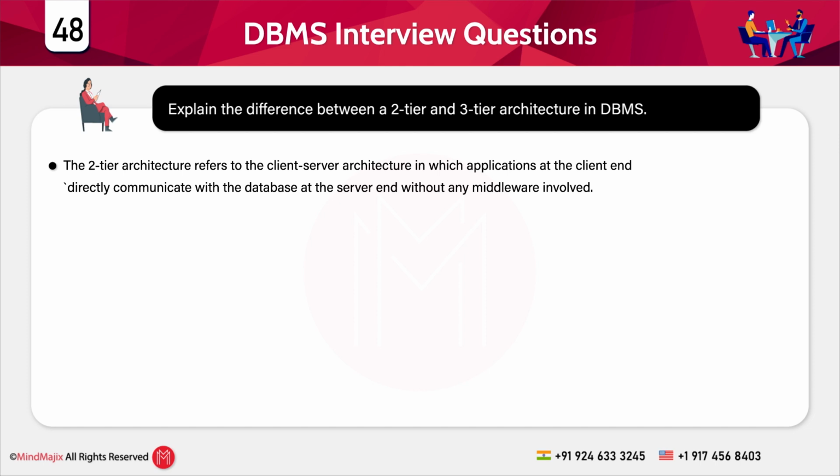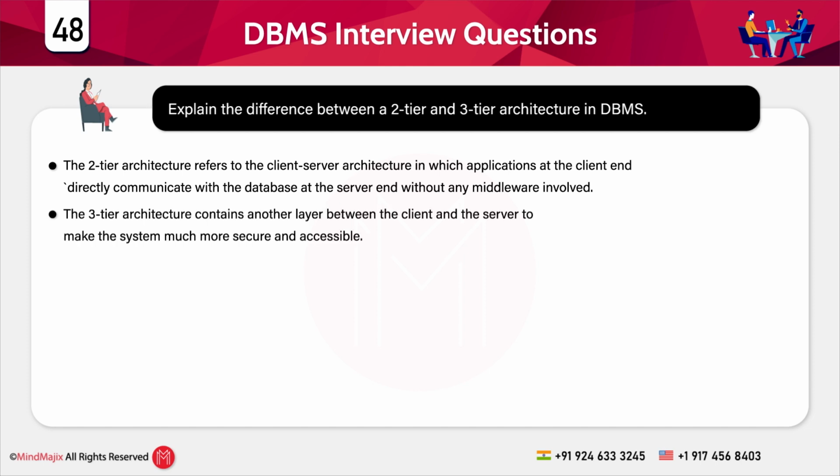Now if you talk about the three-tier architecture, this contains another layer between the client and the server to provide the GUI to the users and make the system much more secure and accessible. In this type of architecture, the application present on the client end interacts with an application on the server end, which further communicates with the database system. An example of a three-tier architecture is designing a registration form which contains a text box, label, button, or a large website on the internet.